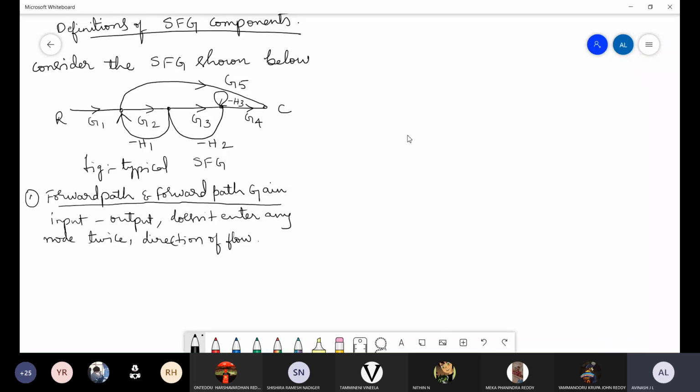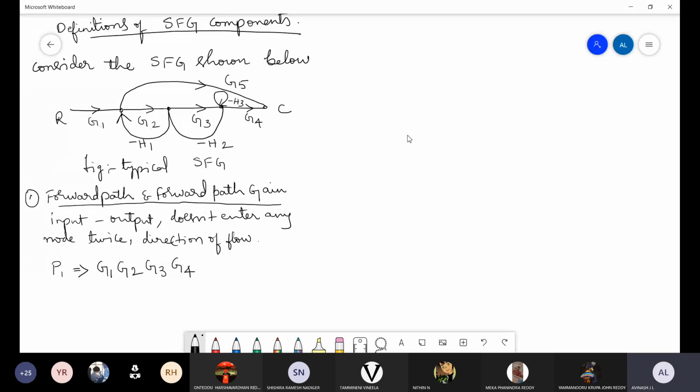Okay. So here, how exactly you are going to understand is, you can see that from R to C there is a forward direction. R is going with branches: G1 is a branch, G2 branch, G3 branch, G4 branch. When you're talking about path gain, P represents path gain. So P1 is from R to C, with the branch gains G1, G2, G3, G4.